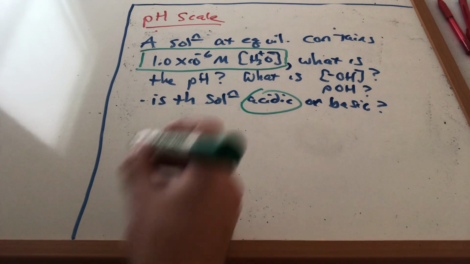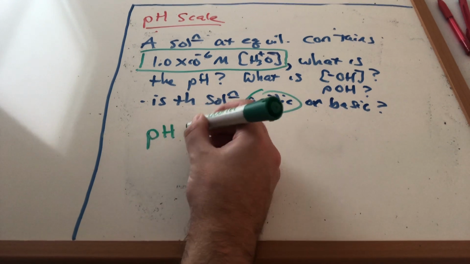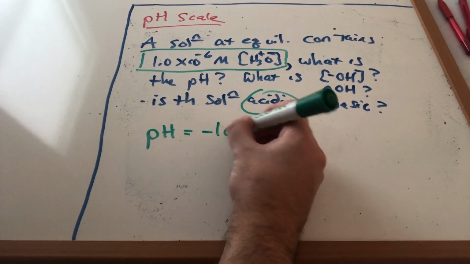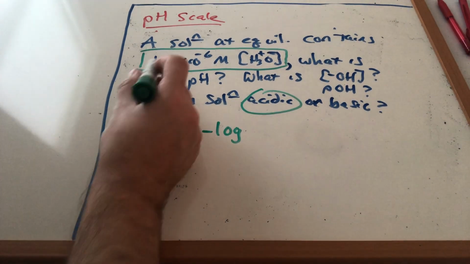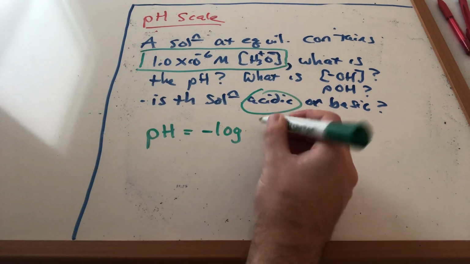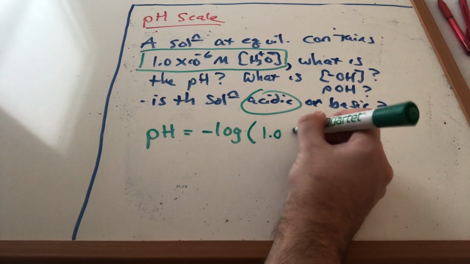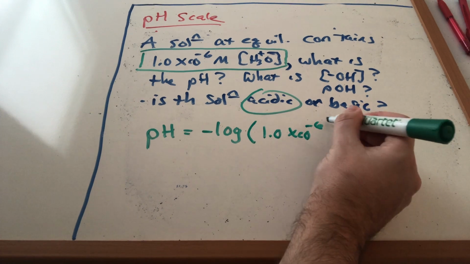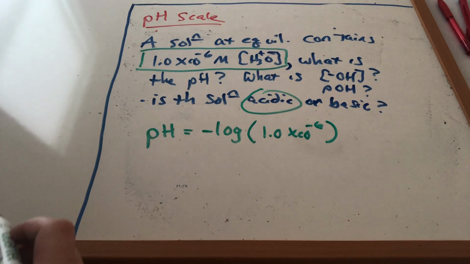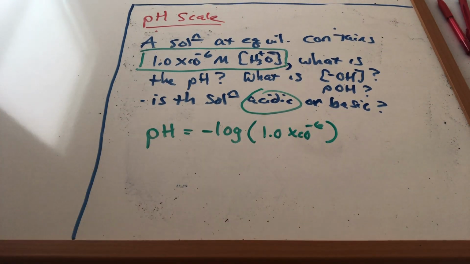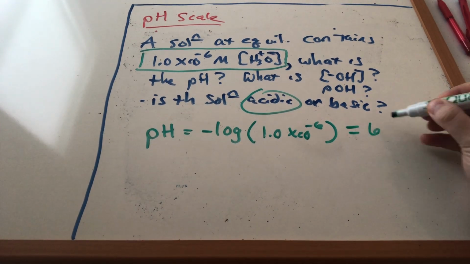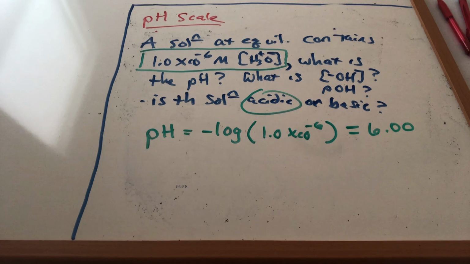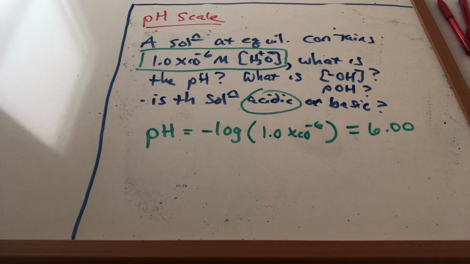So let's calculate the pH together. Get out your calculators. If I want the pH, I'm going to take my H3O plus concentration and take the negative log of it. Remember, we dropped the molarity. We just pretend the logs don't have units. When I plug this into my calculator, I get 6.00. The negative log of 1.0 times 10 to the minus 6 is 6.00.